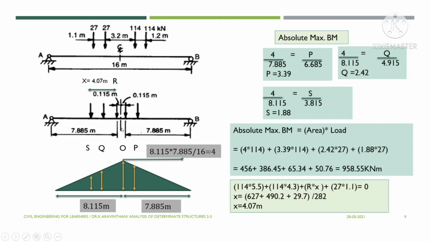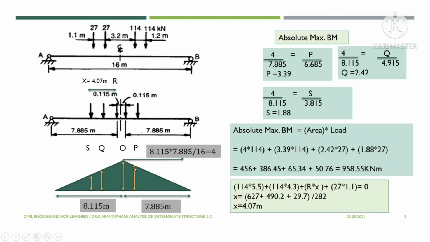Now you can find the ordinates. At the point O, you will be having the maximum ordinate. So how to find this maximum ordinate? AB by L. So what is A? A is 8.115 and B is 7.885, divided by L, which is 16 meter. That is the total span. If I multiply, I will be getting the ordinate of 4. So now the ordinate at O is identified.